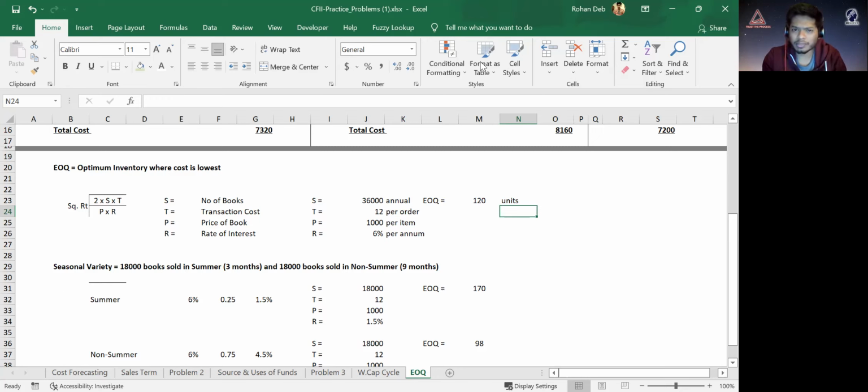So a sum might come in this one. Regarding this, the Miller-Orr model is not there in the syllabus. So if you're wondering about that, that is not in the syllabus, so don't worry about that. Just do the EOQ and go for the exam.